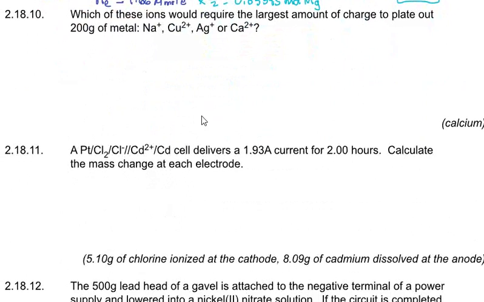Which of these ions would require the largest amount of charge to plate out 200 grams of metal? Okay, so we're making 4 different metals. We can kind of assembly line this. We're going to do 200 grams of sodium, 200 grams of copper, 200 grams of silver, and 200 grams of calcium.